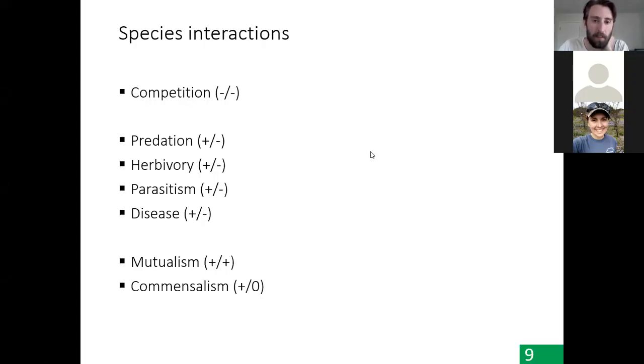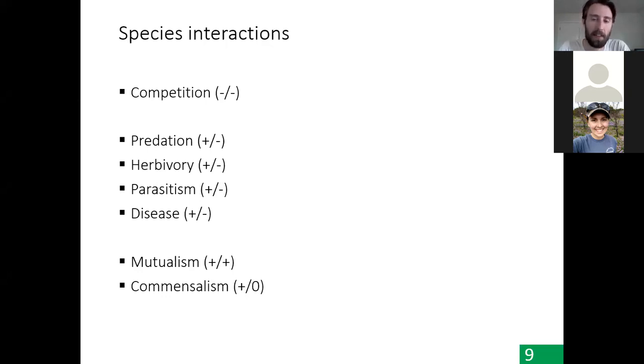Okay, so now we're pretty much done talking about all of these other kinds of species interactions except for these last two. So we've talked about competition, just finished that up today. And then we've already covered predation, herbivory, parasitism, and disease, these exploitative interactions in the middle. So the only interactions we have left to talk about now are mutualism and commensalism. So let's talk about those a little bit.